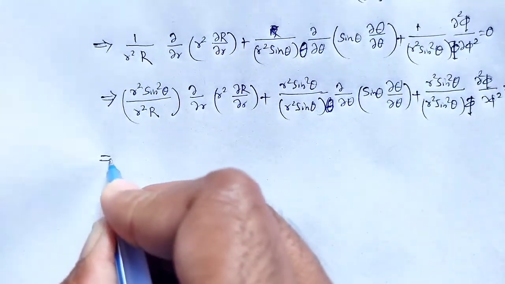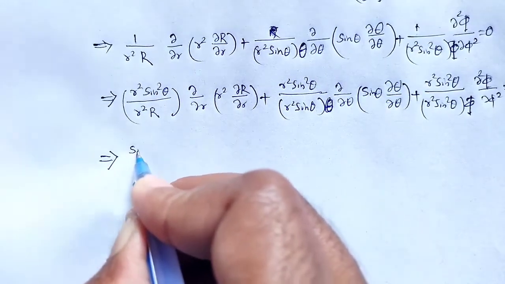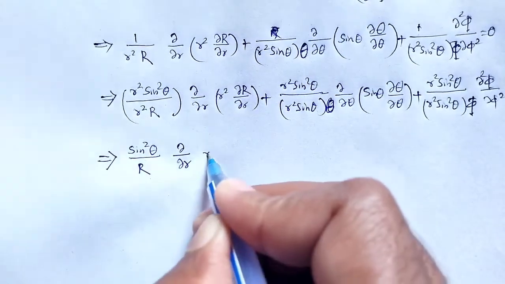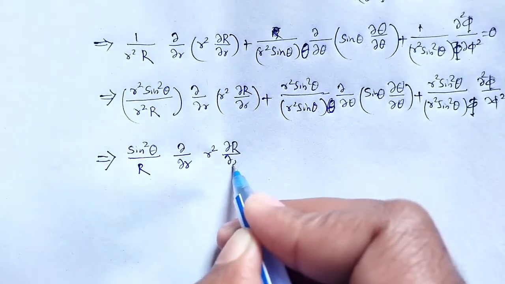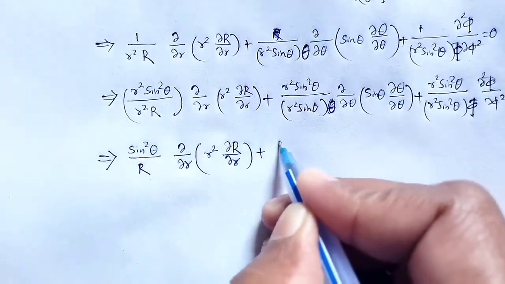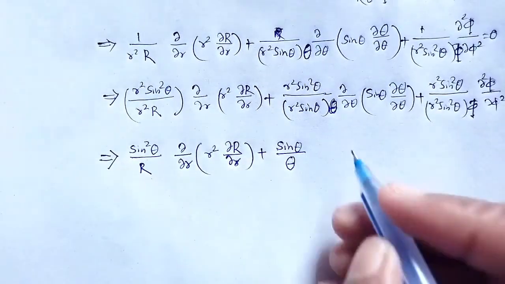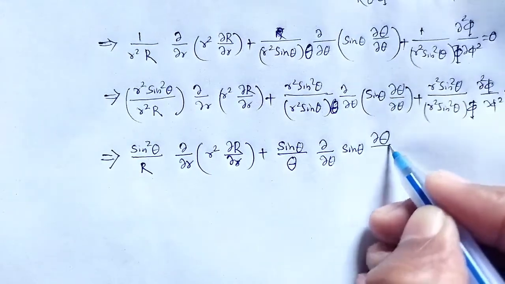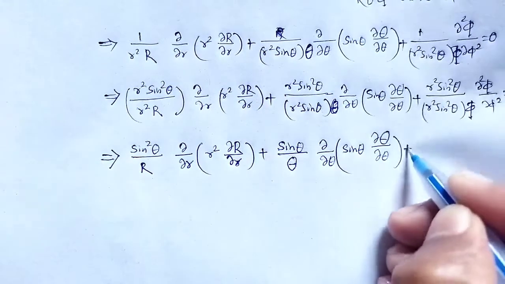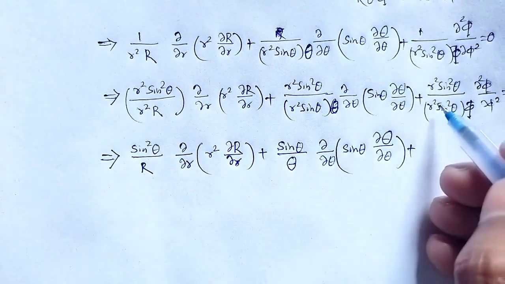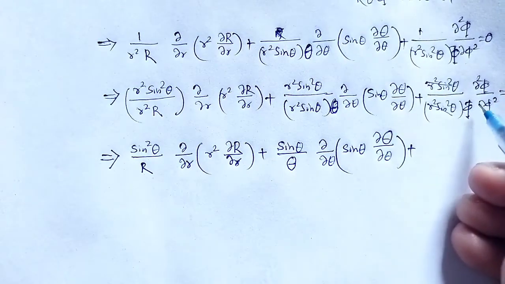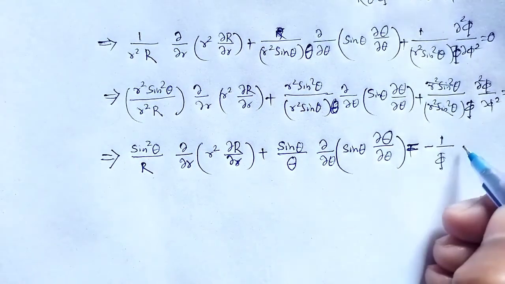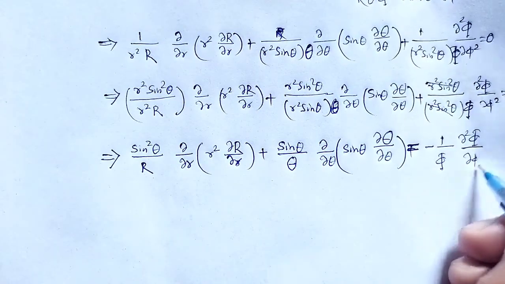Solving that, we get sin square theta divided by R del by del r of (r square del R by del r) plus sin theta divided by Theta del by del theta of (sin theta del Theta by del theta), and when the last term goes to that side, it is equal to minus 1 by Phi del 2 Phi by del phi 2.